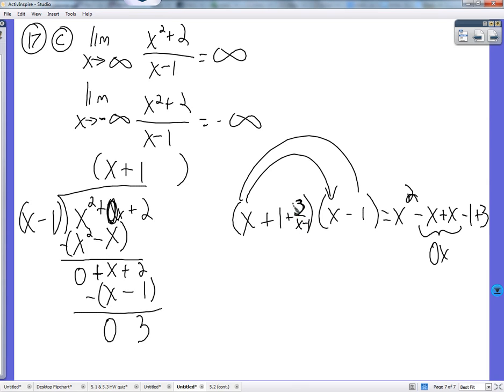So the term that we would need to use to get that 3 is 3 over x minus 1. We would multiply the 3 over x minus 1 times x minus 1, the denominator x minus 1 would cancel, and we get left the 3 that we needed. Well, that's just, really, we can say remainder 3, right? Remainder 3. So what we wind up with when we divide x squared plus 2 by x minus 1 is x plus 1, plus the remainder, 3 over x minus 1.